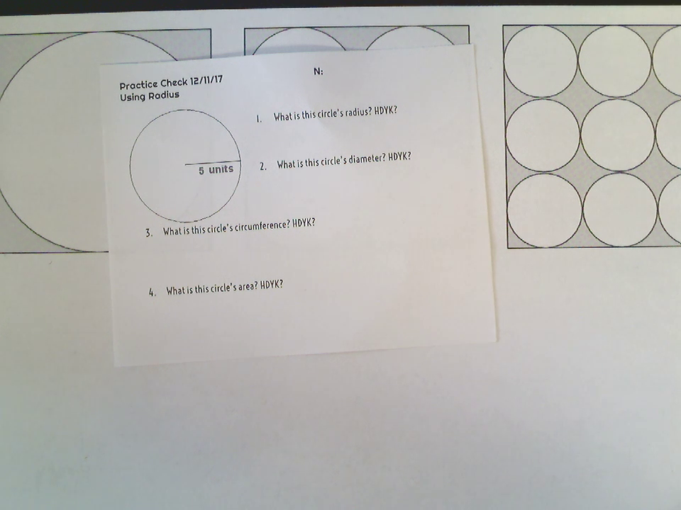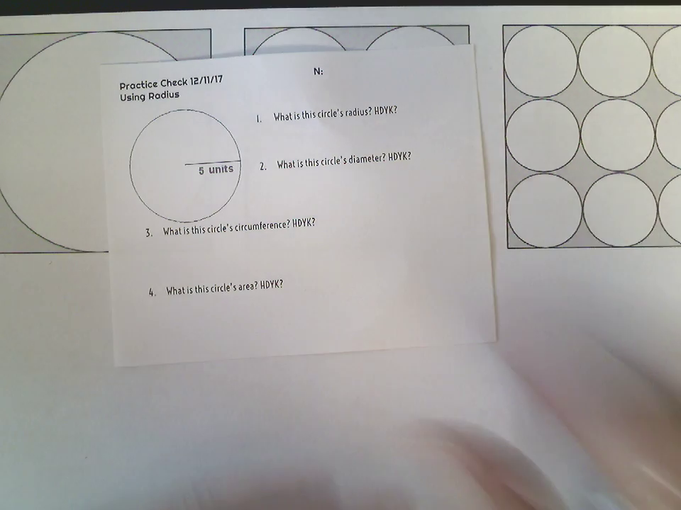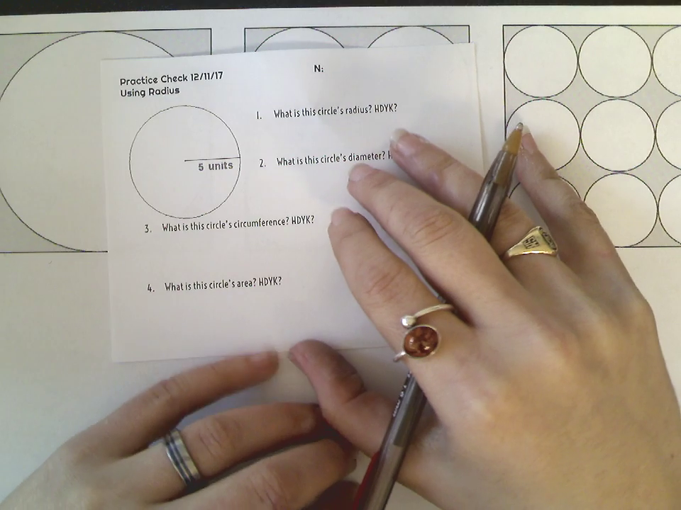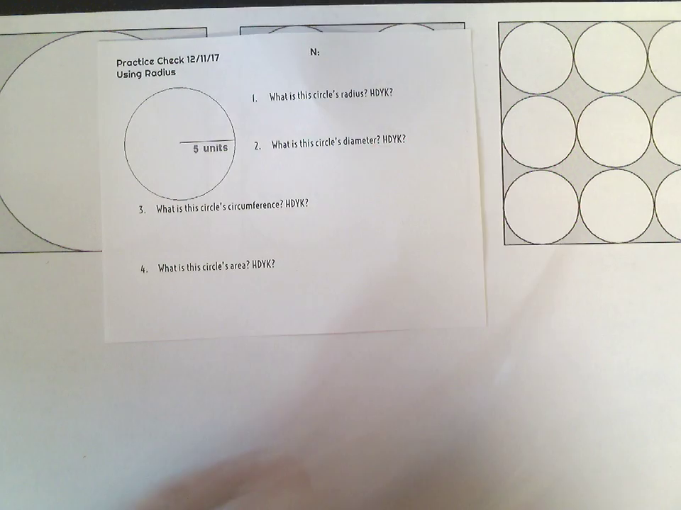So the practice check is really functioning as a check-in. Do you know how to use a radius? Once you have that piece of information about a circle, could you find all of the other length and area information that I might want about that circle?